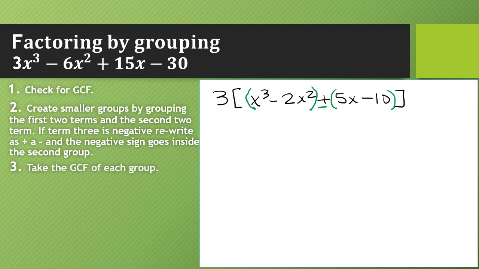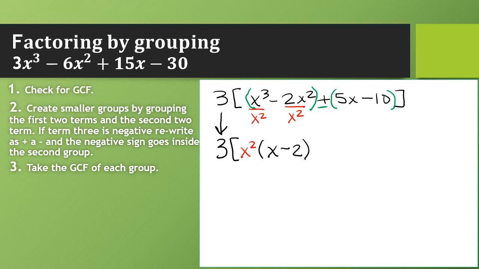So step 3 says take the greatest common factor of each group. Important thing, this 3 has to continue to come down. It will come down with every step. So when I look at my first group, x cubed minus 2x squared, I notice that they both have an x squared in common. So I'm going to take an x squared from here, and an x squared from here. And when I do that, x cubed divided by x squared is x, minus 2x squared divided by x squared is 2.